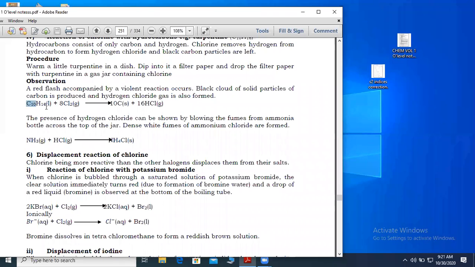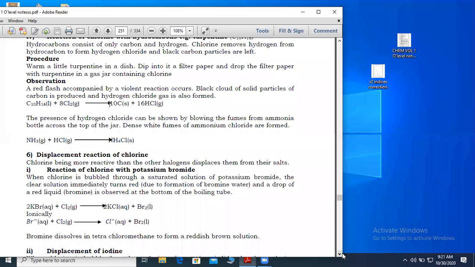It stays as it is. Don't change anything. Just know turpentine is C10H16. When it is heated with chlorine, the products are carbon and hydrogen chloride. Then to balance, begin with hydrogen. You put 16 on hydrochloric acid, then you put 10 on carbon. So that's the way it is, and that's the way it should be.